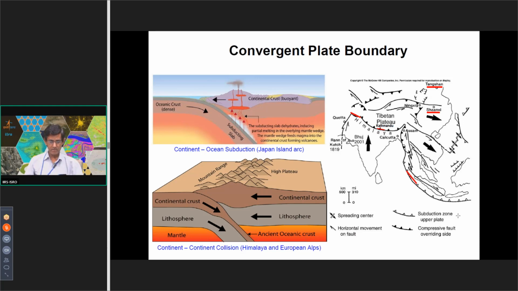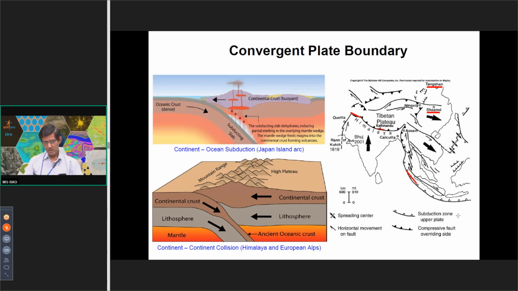A very important example is the Himalaya arc, and also the European Alps. So here you see that both plates are continental crust. One crust is going down, another crust is riding over this. In the right side you see the Indian plate is shown here, and on the north there is the convergent plate boundary and subduction zone.